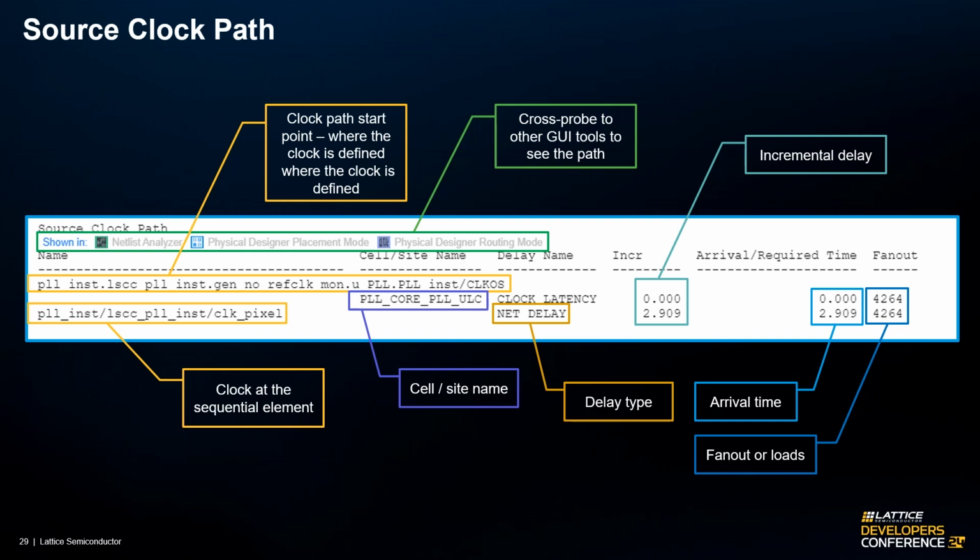Next, in the detail report section, the path is broken into 3 parts: source clock path, data path, and destination clock path. The source clock path provides information of the clock that feeds the source node, including the clock start point. The cell name, the incremental and cumulative delays, its delay type, and also number of fanouts are displayed here.